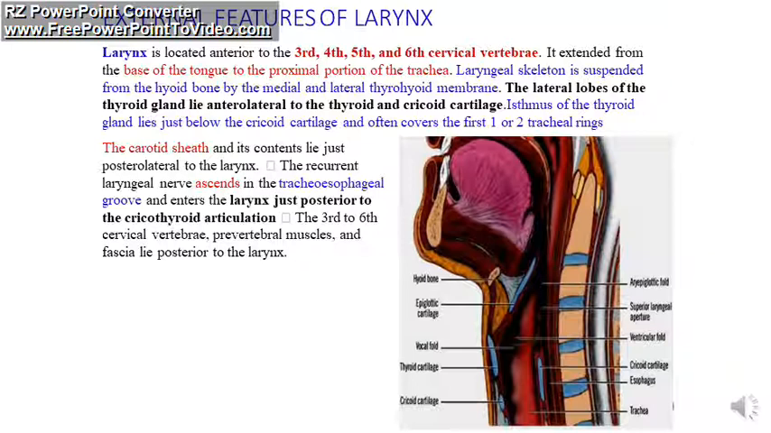You see here? This is the hyoid bone, and how the larynx is suspended from the hyoid bone.